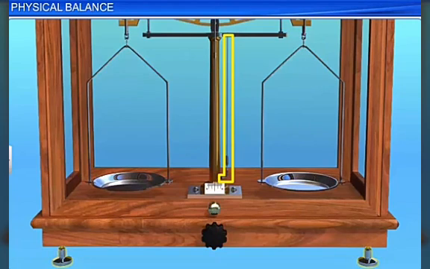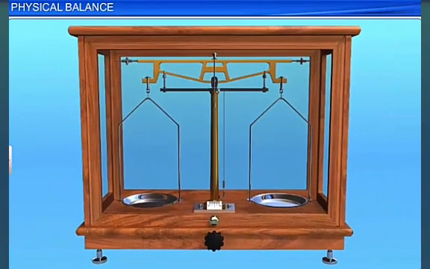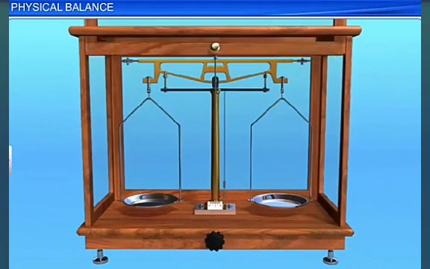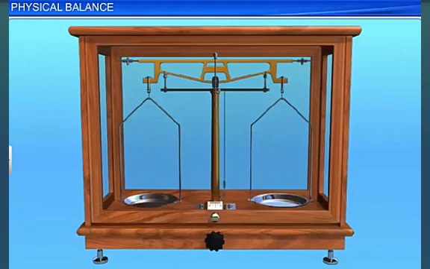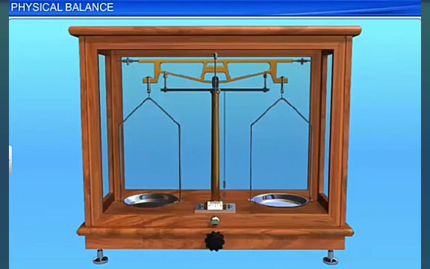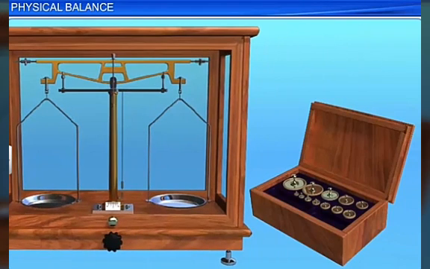The whole device is enclosed in a wooden box provided with glass doors to avoid the effect of air or wind. The balance comes with a weight box containing standard weights of gram weights and milligram weights. The weight box is also provided with a pair of forceps that are to be used to handle the weights. The weights are not to be touched with the hands.